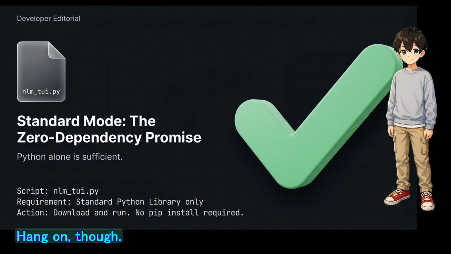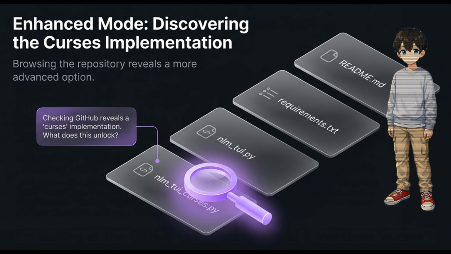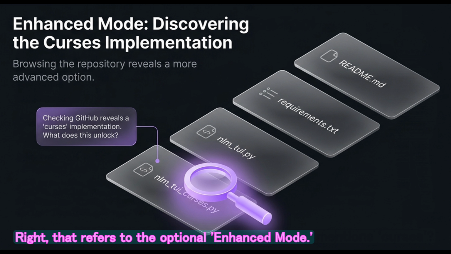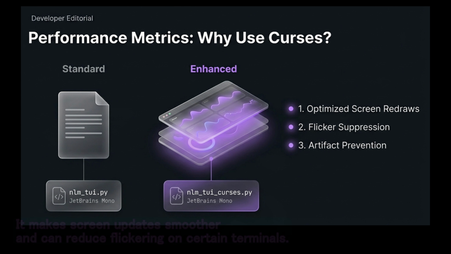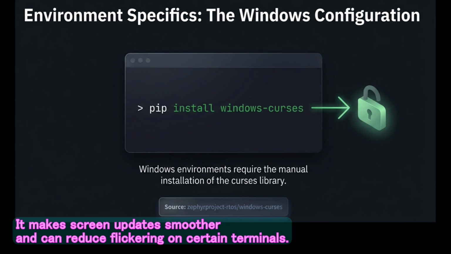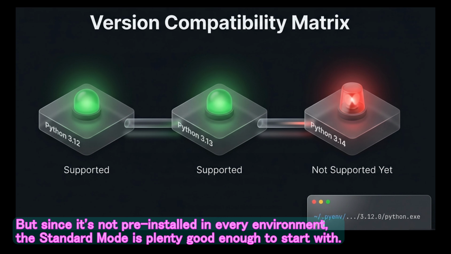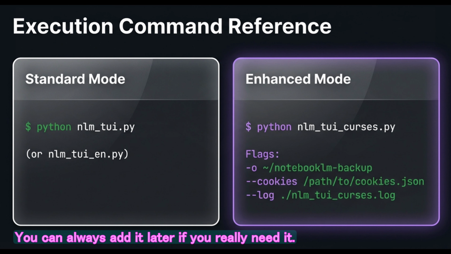Hang on, though. I'm looking at the GitHub repo right now, and it mentions curses? Right, that refers to the optional Enhanced mode. It makes screen updates smoother and can reduce flickering on certain terminals. But since it's not pre-installed in every environment, the standard mode is plenty good enough to start with. You can always add it later if you really need it.